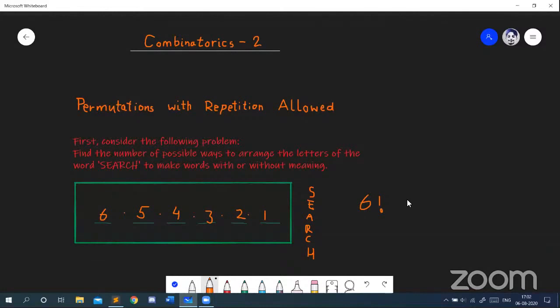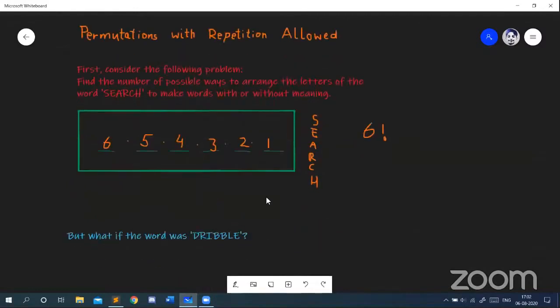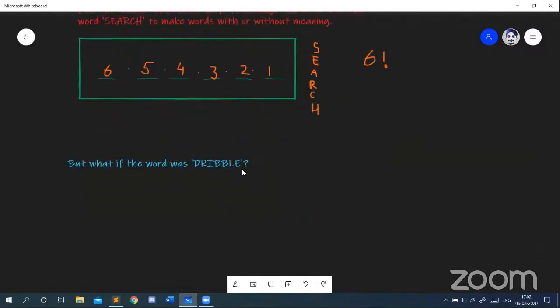But now, what if, in this case our word was simple, so there was no repetition in the letters, right? All the letters of the word SEARCH are unique, and that's why this was an easy problem, and the answer is just simply 6 factorial. But what if my word was something like this, like DRIBBLE, where the letter B is repeating, right? How would we solve such a problem?